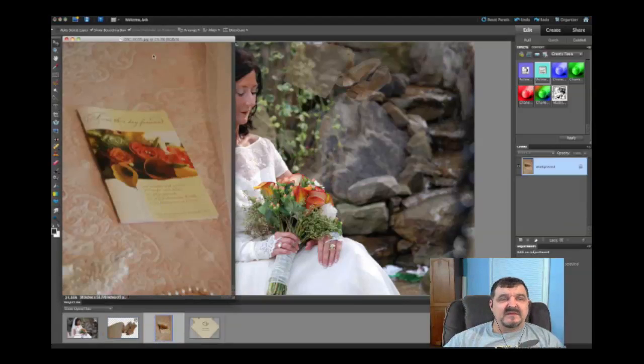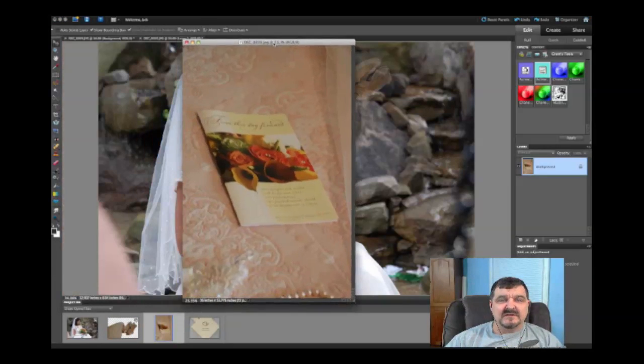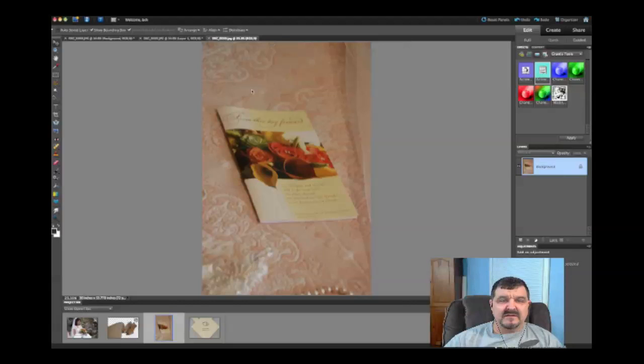Let's do the same thing here with the book. The book's a little easier to cut out. Should go a little bit better for us.